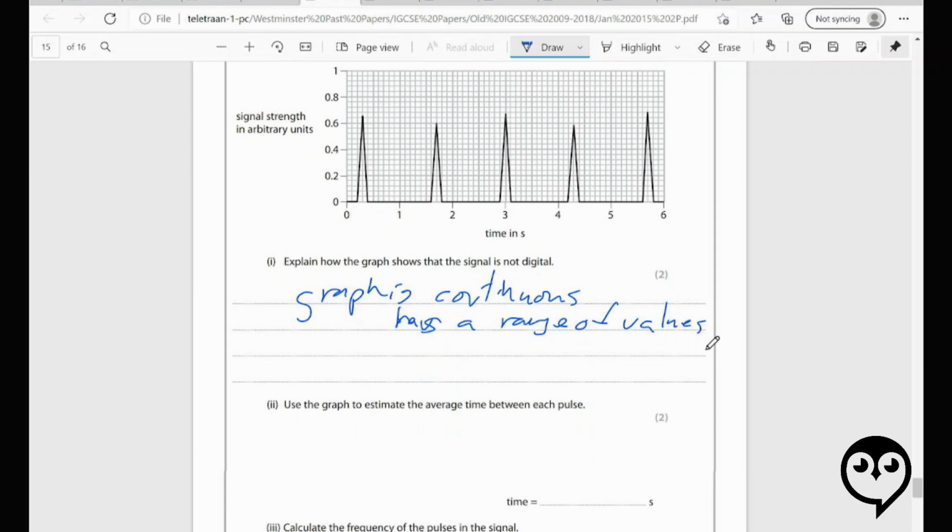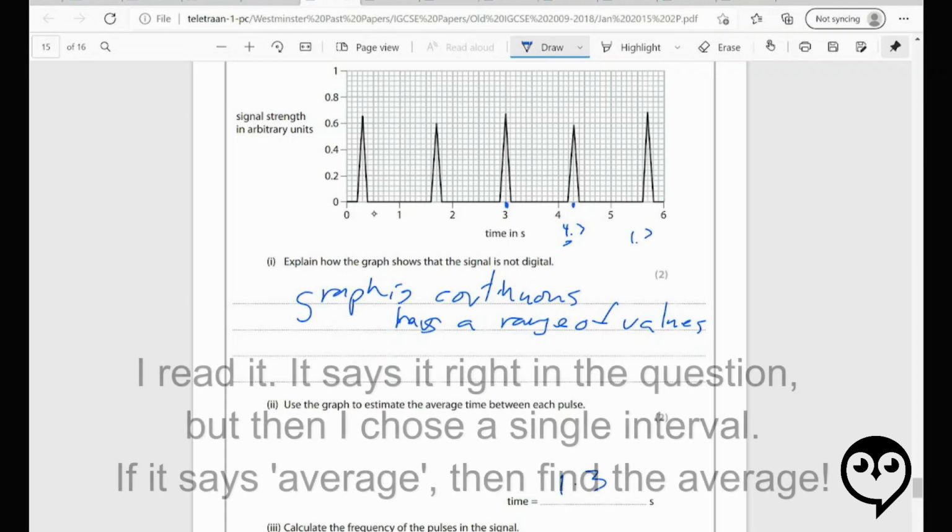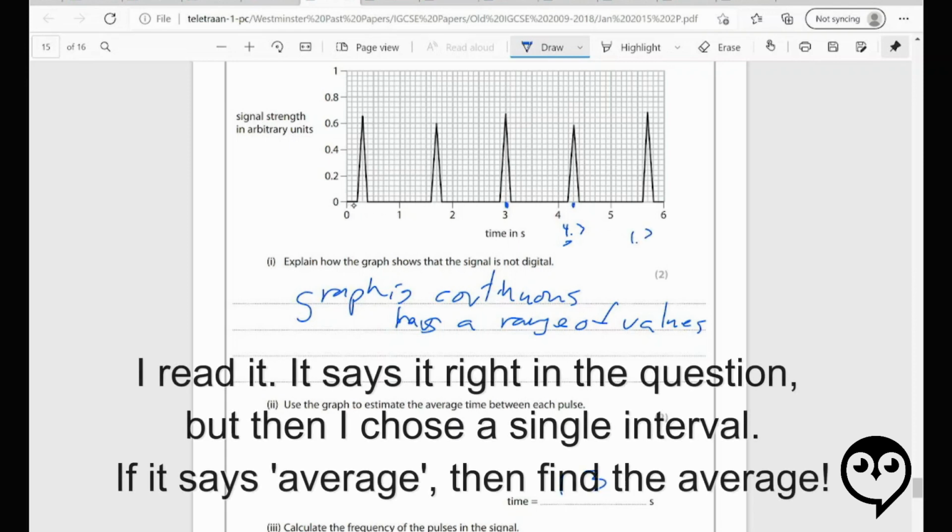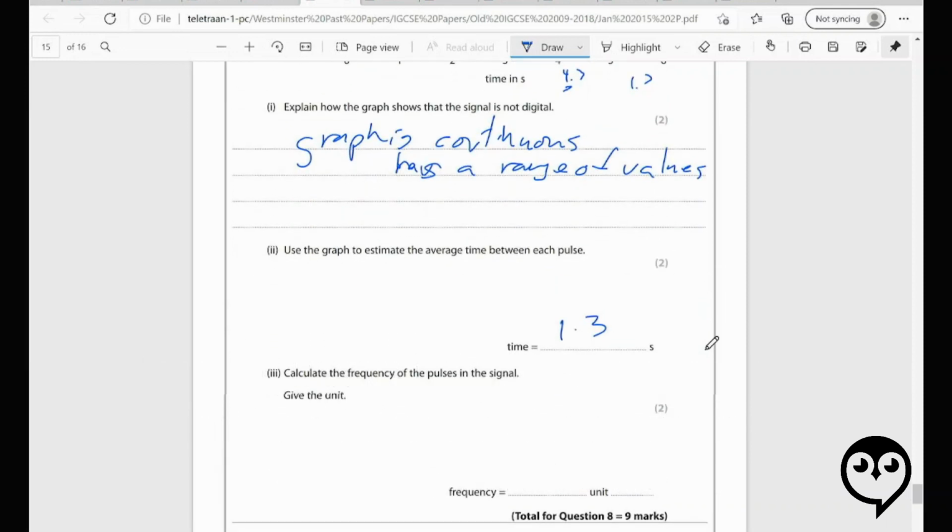Use the graph to estimate the average time between each pulse. Okay, well, I mean, this is a nice one right here. 3 to this one here. That looks to me like about a 4.3 minus 3. So one. I'm going to say 1.3. And I think if you went from here, which was 0.4 to 1.7, yeah, it's a 1.3, I would say. So just show that you've done some work on the graph. I'm sure you get it.